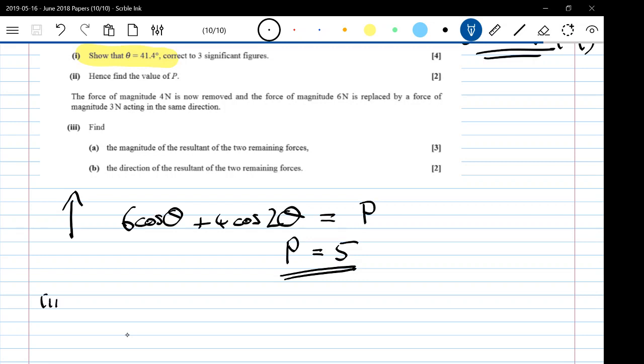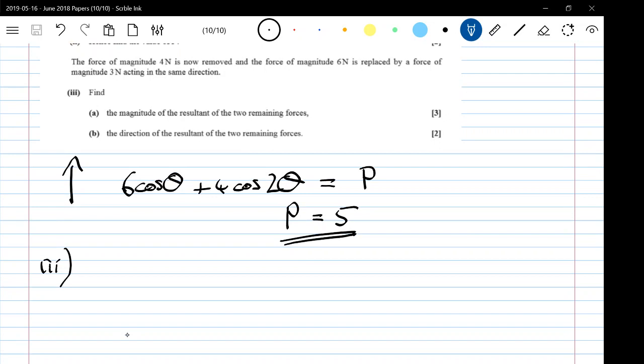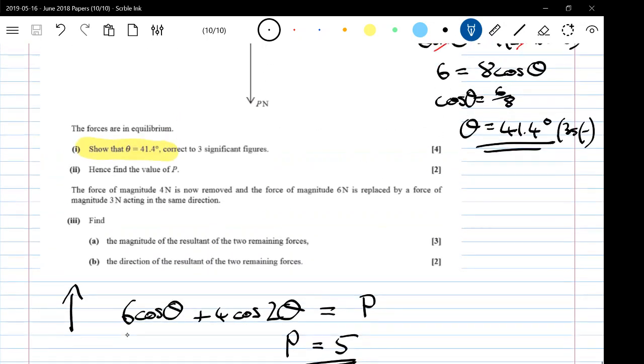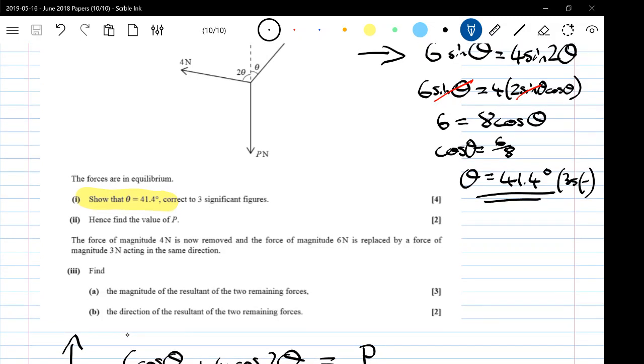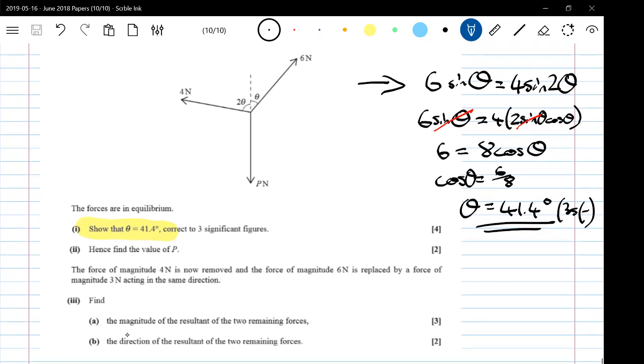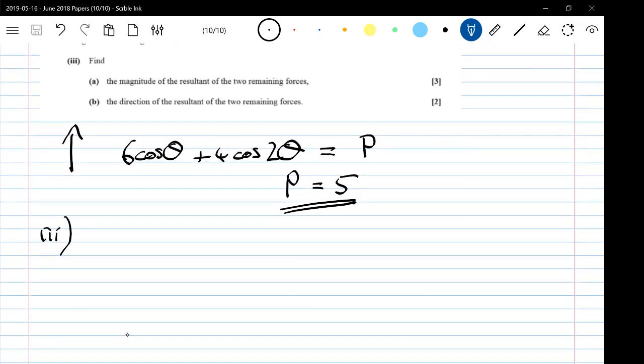Then we're on to part 3. The force of magnitude 4 newtons is now removed, and the force of magnitude 6 is replaced by a force of magnitude 3 in the same direction. Find the magnitude of the resultant and the direction of the resultant. So I feel like I need a diagram. So the force of magnitude 4 is removed, and the 6 is replaced by one of magnitude 3.